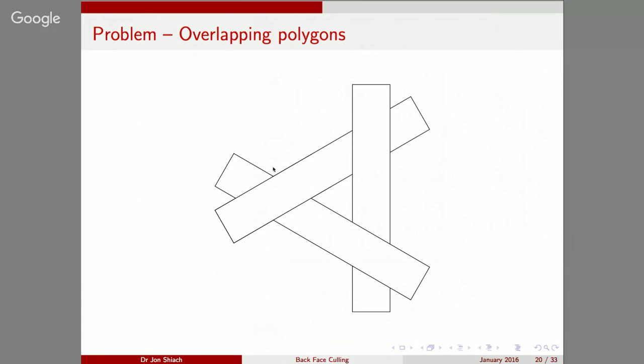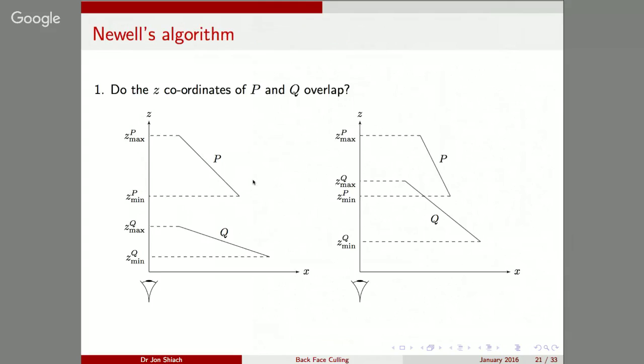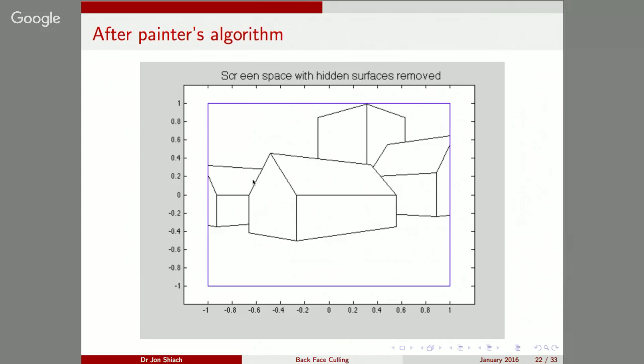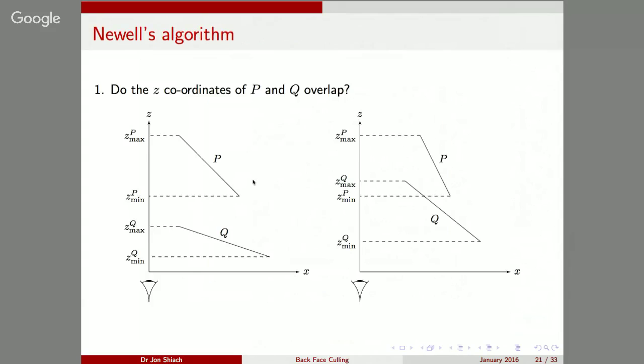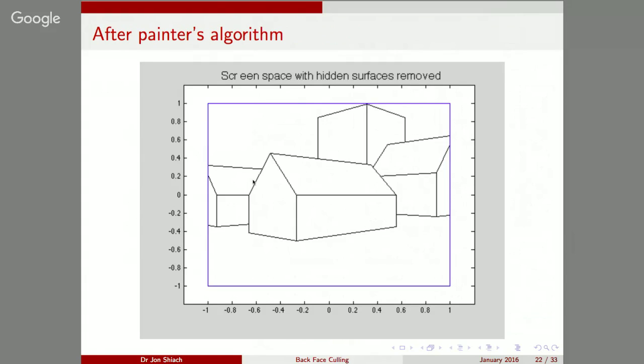Let's say you had this diagonal one here. We can cut this polygon into 2. That would be the solution to that bit. There is another algorithm called Newell's algorithm, but I'm not going to go through that. That comes after Painter's, which we just saw.